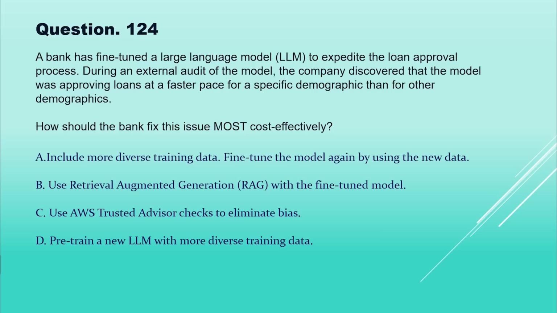So the correct answer here will be option A, include more diverse training data, fine-tune the model again by using the new data. Because the model's bias likely stems from unrepresentative training data, and adding more diverse data and fine-tuning the model is the most cost effective solution to address bias. So option A is correct here.